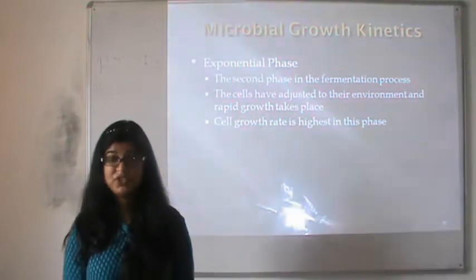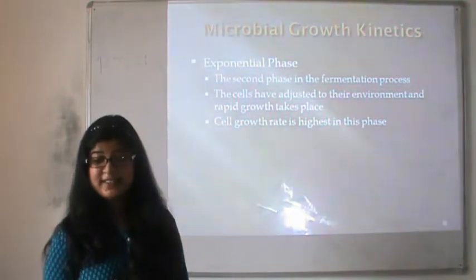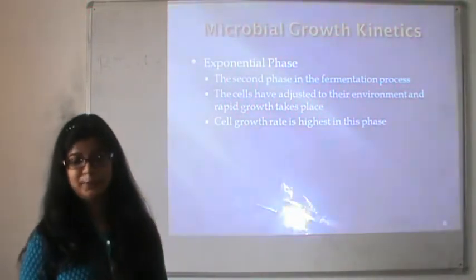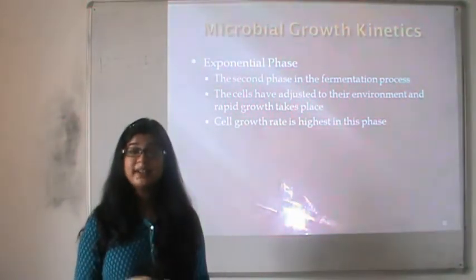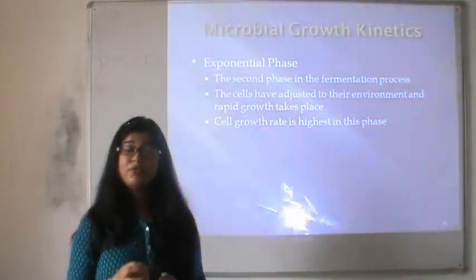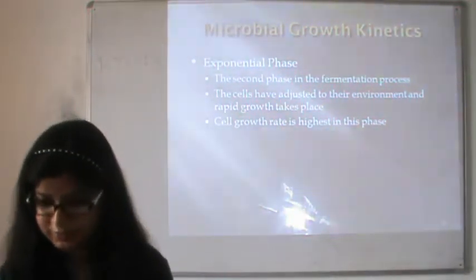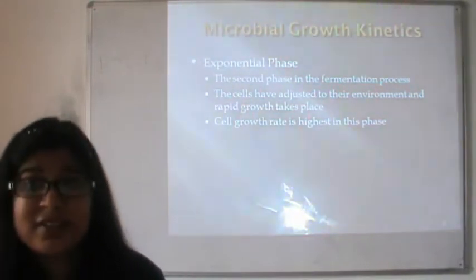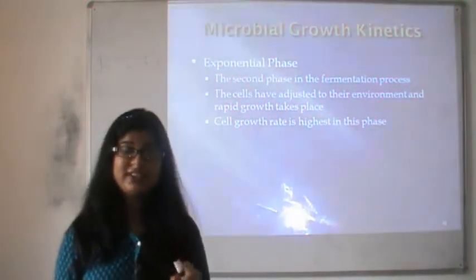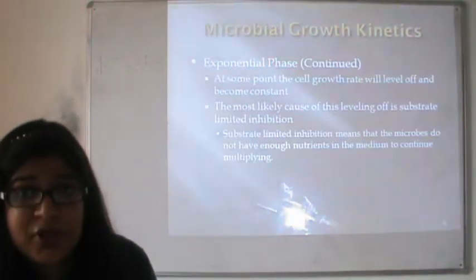Second is exponential phase. In exponential phase, cells have already adjusted. This is the second phase in the fermentation process, and in this, rapid growth takes place and the maximum growth rate is there in this phase. Cells grow exponentially and very fast in exponential phase. It is also known as log phase. First phase is lag phase, the adjustment phase; second phase is log phase, exponential phase, in which cells grow exponentially.